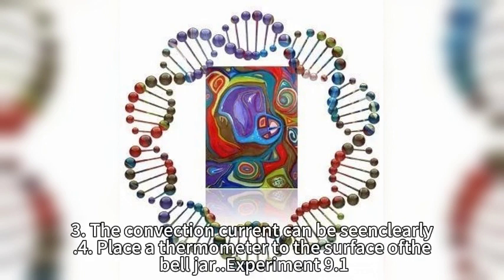2. 3. The convection current can be seen clearly. 4. Place a thermometer to the surface of the bell jar.